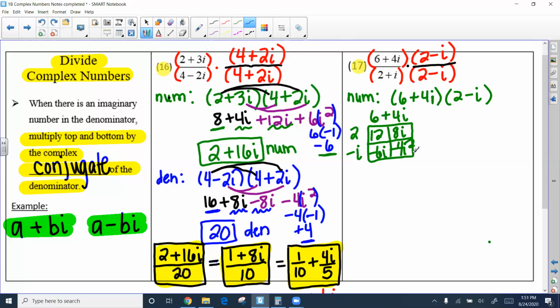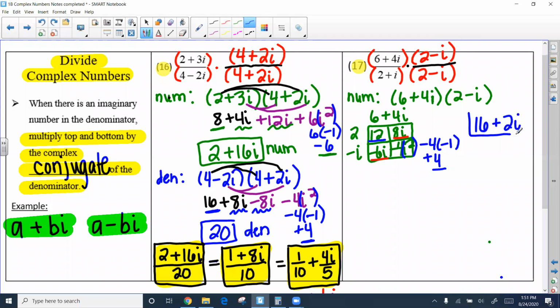This i squared can be replaced with -1. So this box here, sorry, it's kind of hard to read all that, becomes -4 times -1, which becomes +4. So now if I combine like terms, I have the 12 and the 4 that can combine. So that gives me 16. And then I can combine the i's. 8i and -6i is +2i.